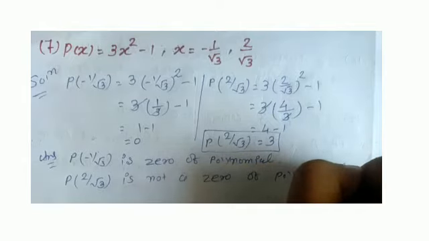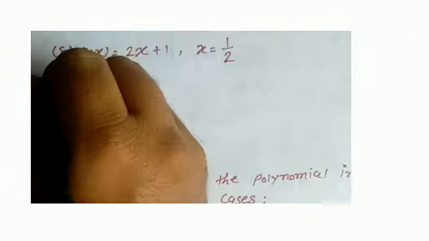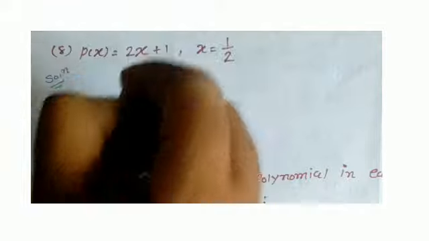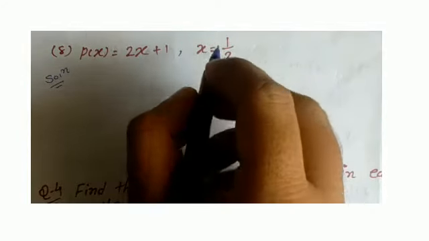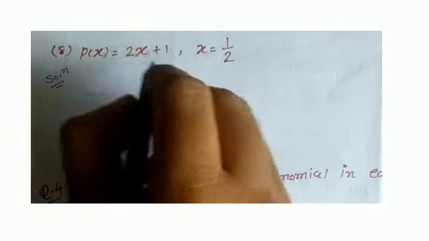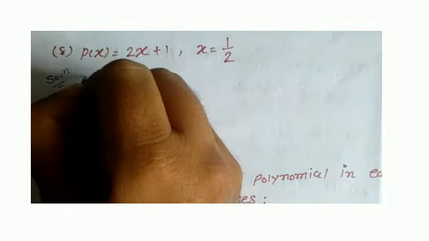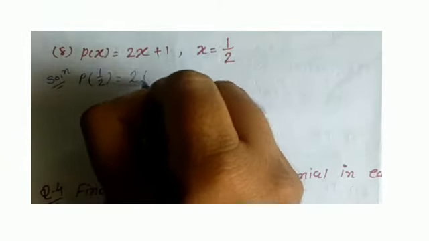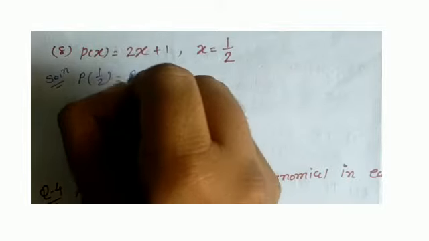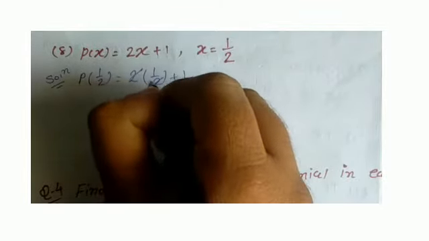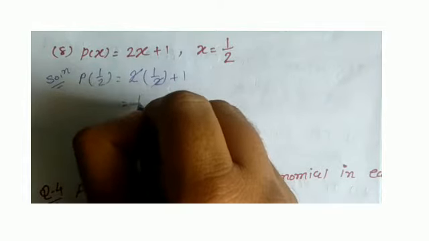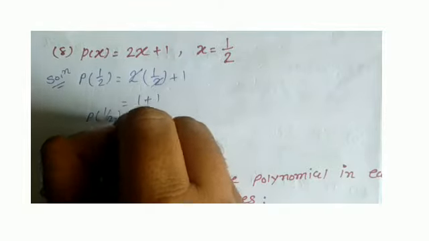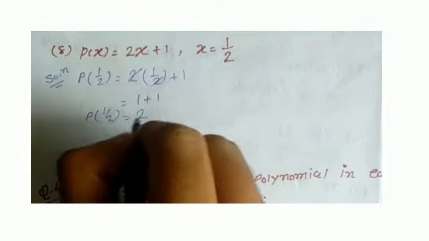Now the last one is P of x is equal to 2x plus 1. We need to verify whether x is equal to 1 by 2 is a zero of this polynomial. So write down P of 1 by 2 is equal to 2 into 1 by 2 plus 1. So 2 is cancelled out. So we have 1 plus 1, which is equal to 2. So the value of P of 1 upon 2 is equal to 2.